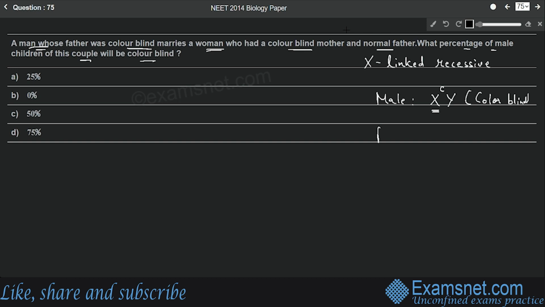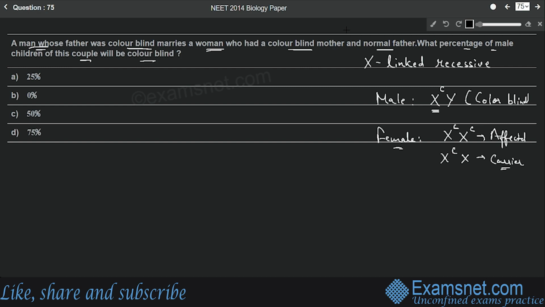But in case of female, she will be color blind or affected only if both the X chromosomes carry the gene for color blindness. If there is only one X chromosome that carries the gene for color blindness, then she will be the carrier. So in the first case she will be affected, that means color blind. In the second case she will just be the carrier of the gene and not the affected one.